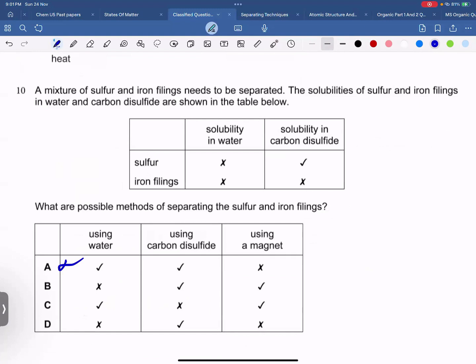By using carbon disulfide, sulfur is separated as a solution and iron is insoluble so it is separated as residue. So it will be okay. So the answer is B or C. So both are correct for using carbon disulfide. So using a magnet, iron is magnetic, but sulfur is not. So the answer is going to be B.